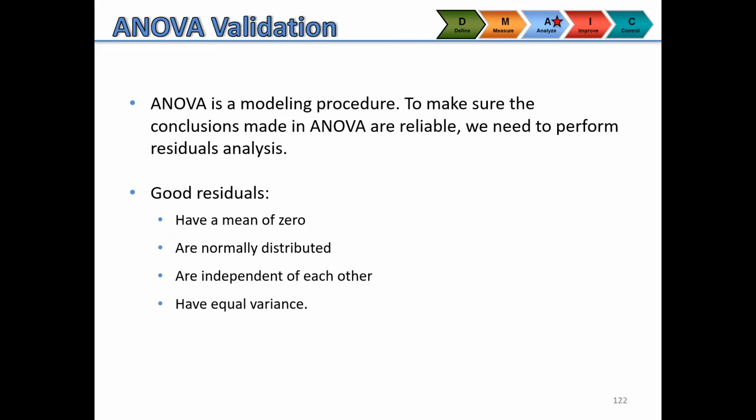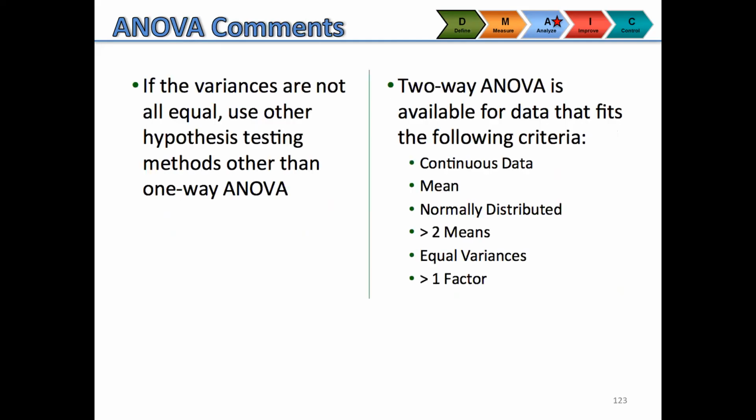ANOVA is a modeling procedure, and to make the conclusions reliable, we need to perform residuals analysis, which we're going to cover in the improve phase. Residuals have a mean of 0 and are normally distributed. We're going to cover all that next time around in the next phase. And if the variances are not all equal, use other hypothesis testing methods other than one-way ANOVA.